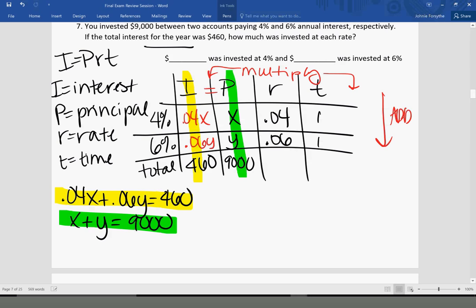So I'm going to choose the green equation and solve for x. It doesn't really matter which variable you solve for. So if I solve for x, I will subtract y. So I'm going to have x equals 9,000 minus y. I'm going to take this expression and plug it in for x in the other equation.